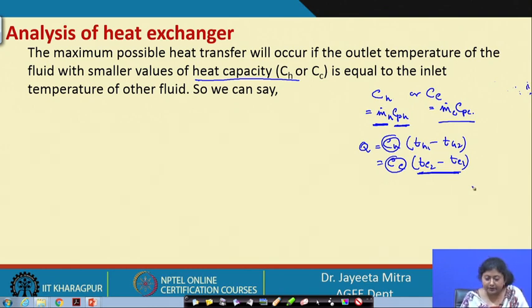So, for example, if Cc, the heat capacity of the cold fluid, is the minimum in this case, then the outlet temperature of the fluid with smaller heat capacity is equal to the inlet temperature of the other fluid. So, in that case, if Cc is minimum, Tc2 will be equal to Th1, and if Ch is minimum, Th2 will be equal to Tc1.